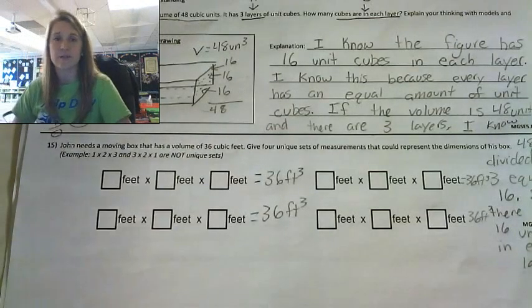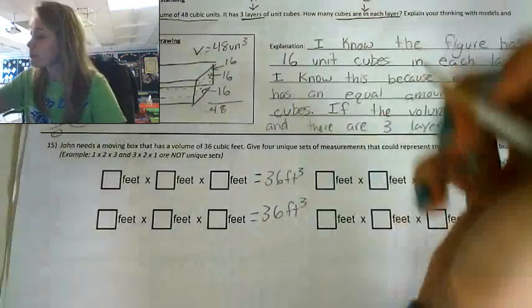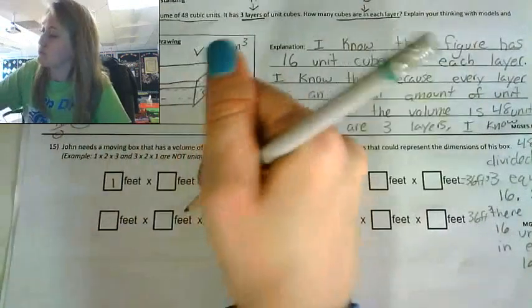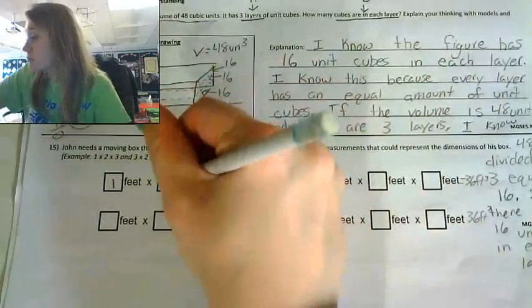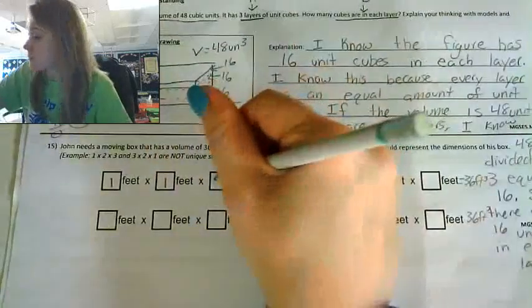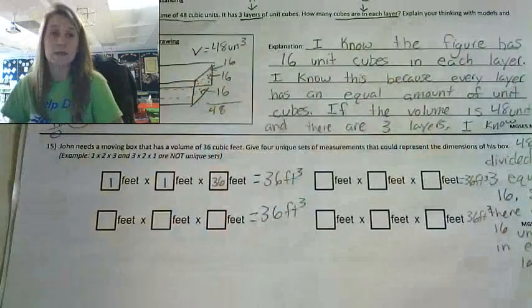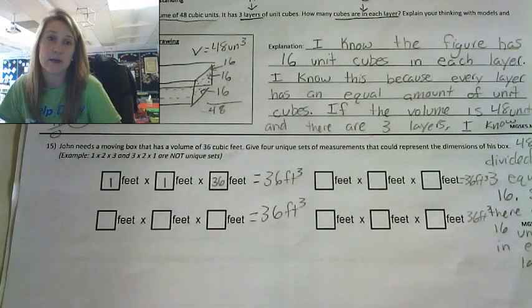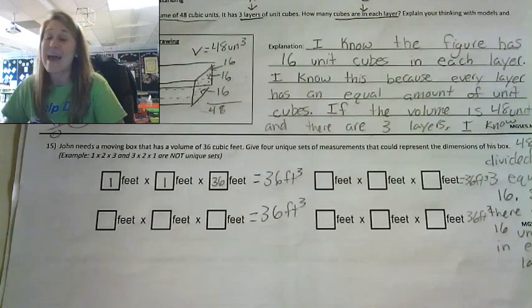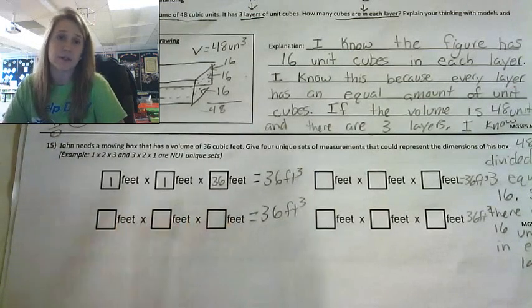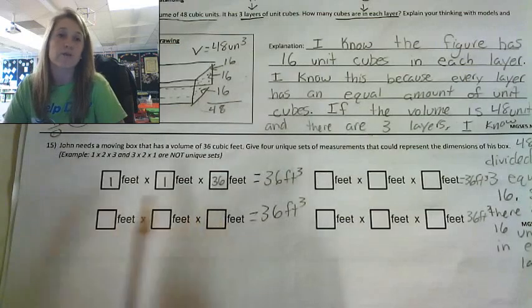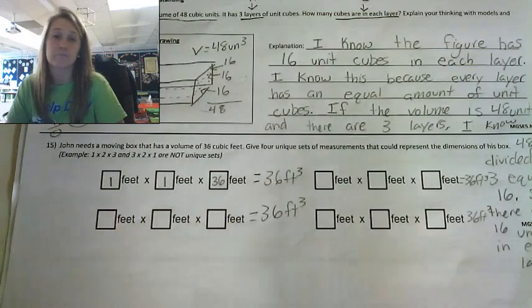Let's do an easy way first, right? So I could do 1 foot times 1 foot times 36 feet. 1 times 1 times 36. Now, I cannot do 36 times 1 times 1. That's not unique. It's just rearranging those numbers. So I've got to make sure I do something different now.